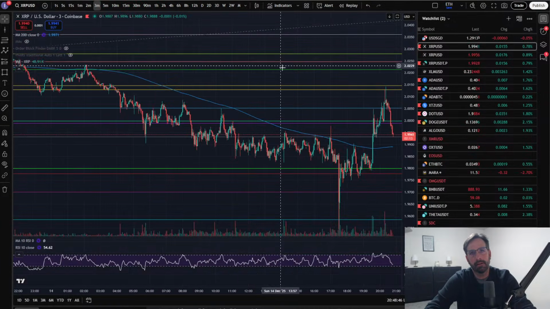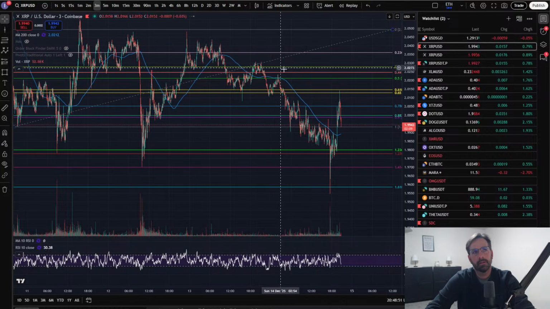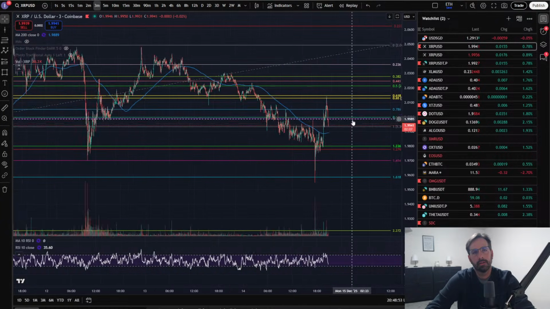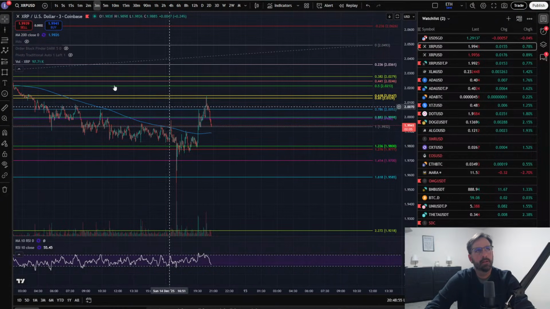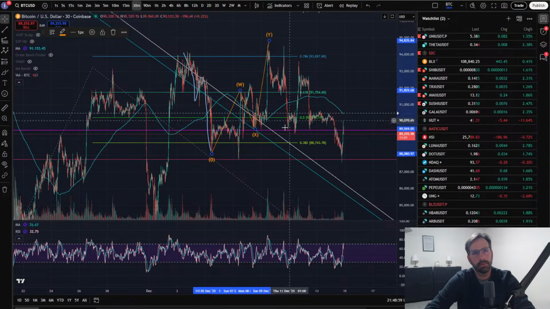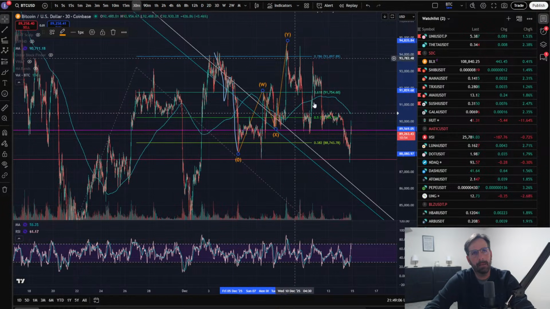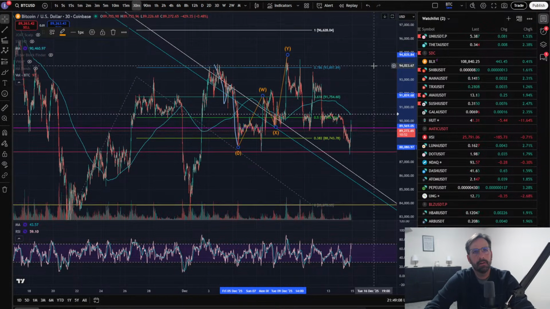Let me just take a peek here. Just looking at, I'm trading XRP tonight, so I want to see what it's doing. So I think we can safely call that a WXY. Now, what's happening here?